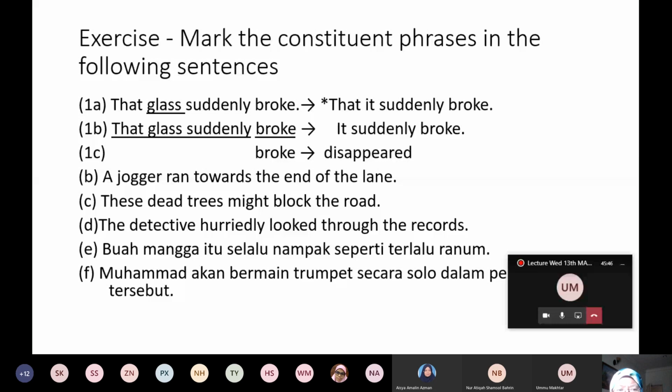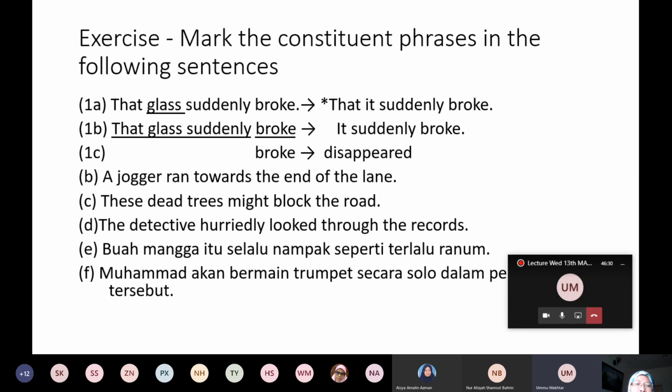So in total, how many constituents are in this sentence? 1, 2, 3, 4, 5, 6. But of course, at first glance, we can say it's the subject, the verb, and then the object. The object is the preposition phrase, and in the preposition phrase you have the preposition and the noun phrase, the records.